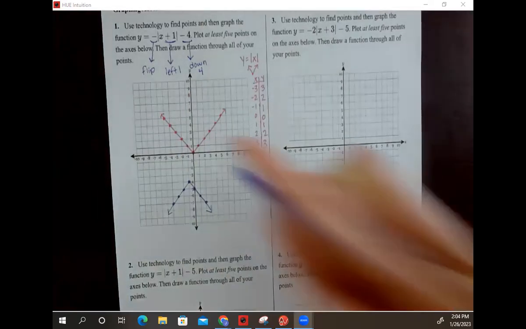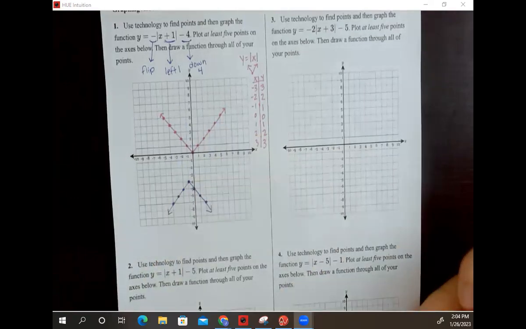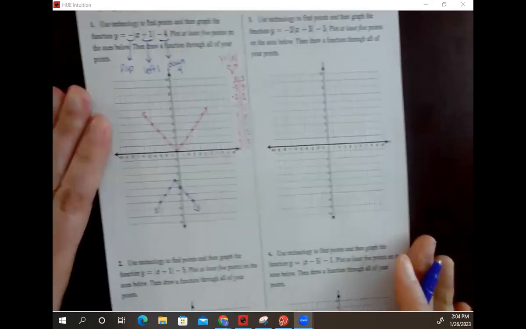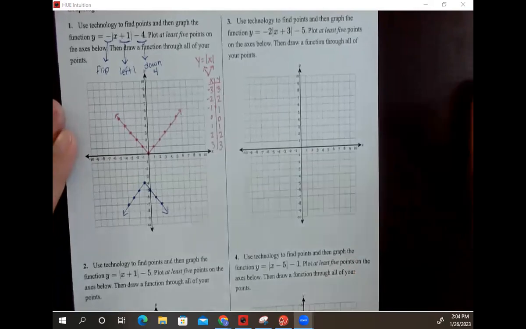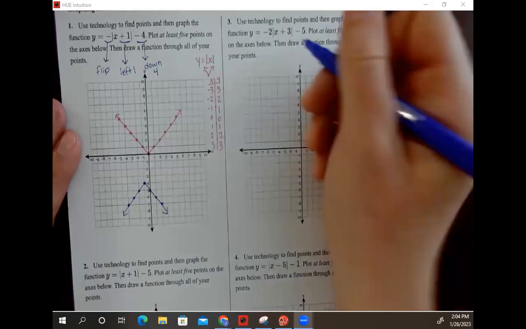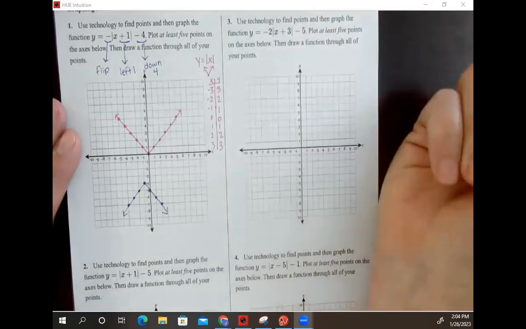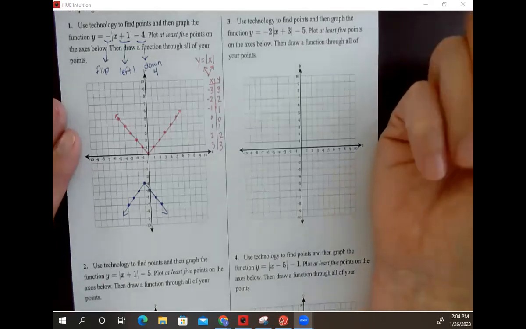Now for the rest of these, I'm not going to plot the parent function first, but since we have it on number 1, we can refer back to it if we need it. I'm going to scoot over here to number 3. Same idea. I know I'm going to have this V-shaped graph, but I know it's going to be transformed because of the changes I've made to my function. So I'm going to start again with where does that key point live?